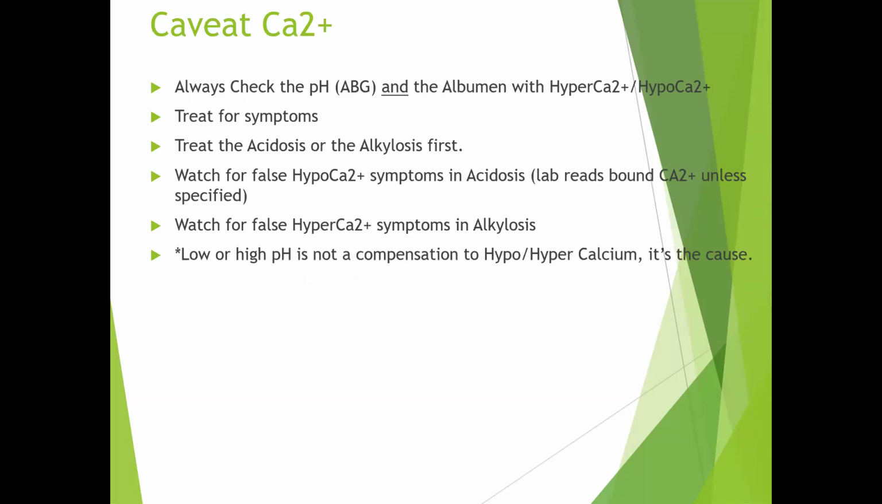Always check with calcium. Check your albumin levels. You got to balance calcium for albumin. Treat the acidosis and alkalosis first. Hypocalcemia, again, check the acidosis. It can fool you. Same with hypercalcemia. And again, it's neither, it's just inappropriately distributed because of the acidosis or alkalosis. Treat those problems first.